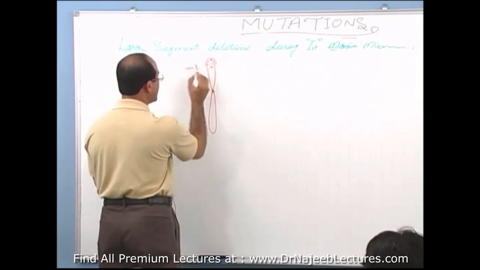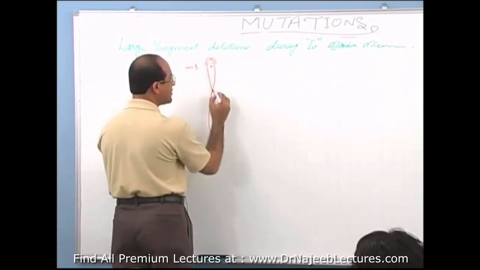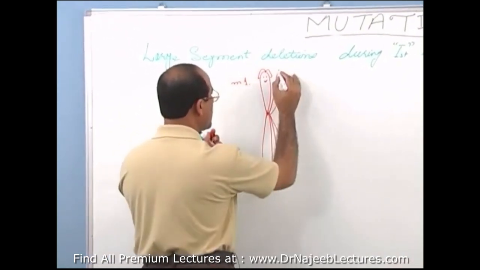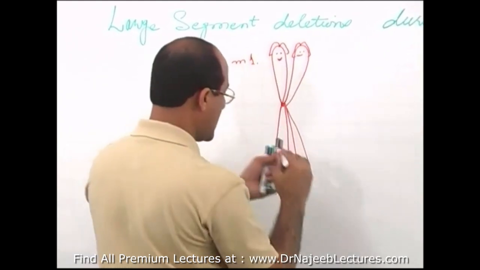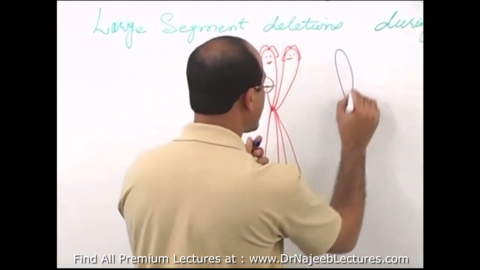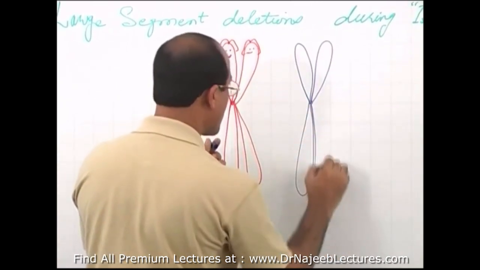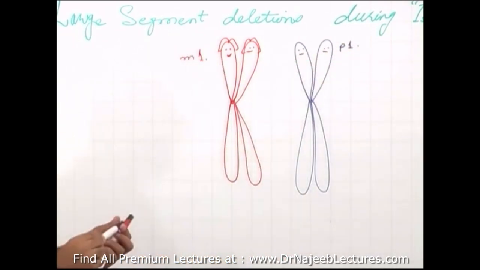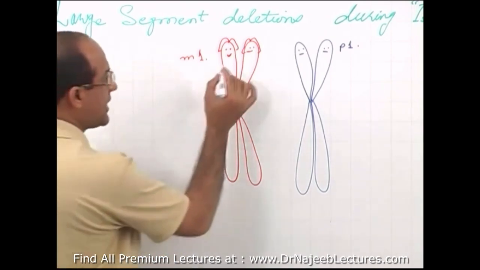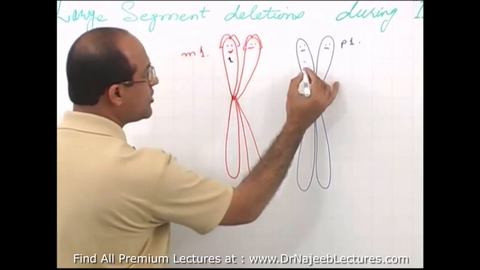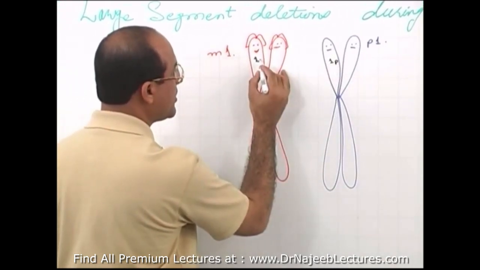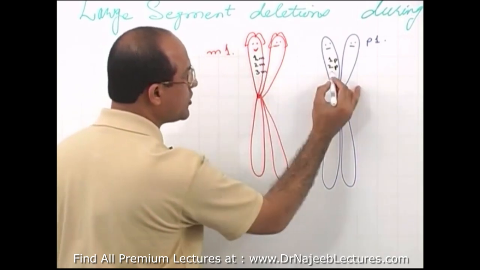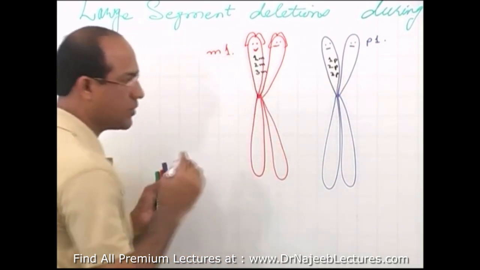This is maternal chromosome number 1. Of course, it's a double chromatid, two chromatids are there. In the same way, there is paternal chromosome number 1. What really happens? Let's suppose here is gene number 1 but maternal, here is gene number 1 but paternal, here is gene number 2 maternal, here is gene number 2 paternal, here is gene number 3 maternal, here is gene number 3 paternal, and so forth.